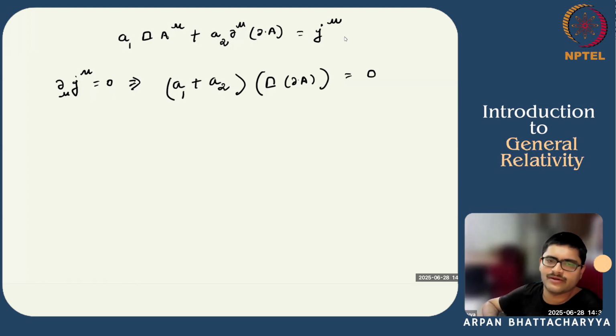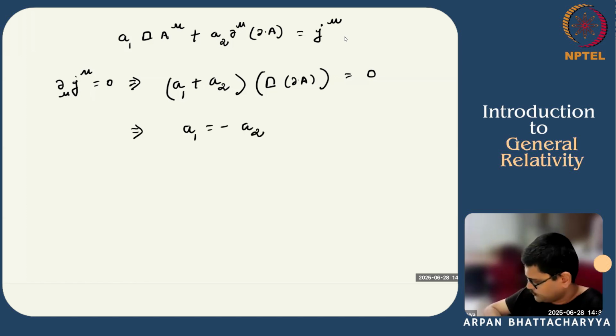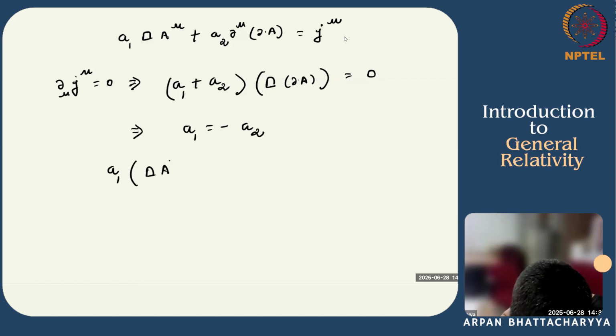This is a very little algebra that will give this equation. You can do that by yourself. Now this implies that A1 equals minus A2. So we finally get the following. A1 times box A mu minus del mu del dot A equals J.